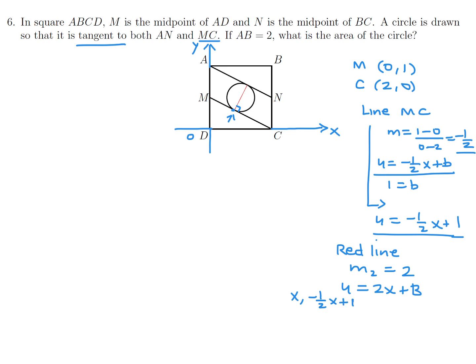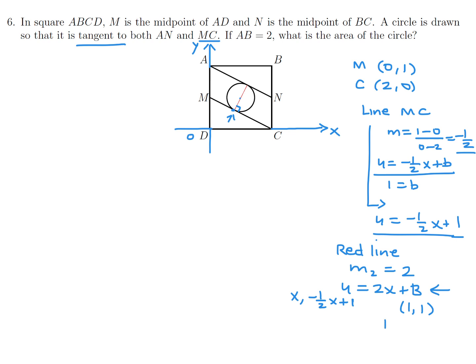Yeah. And because of the symmetry of the diagram, the center of the circle would be on that red line. Got it? So since the center of the circle is on the red line, the center of the circle is the same as the center of the square. So that's the point (1, 1). So (1, 1) would satisfy this equation.